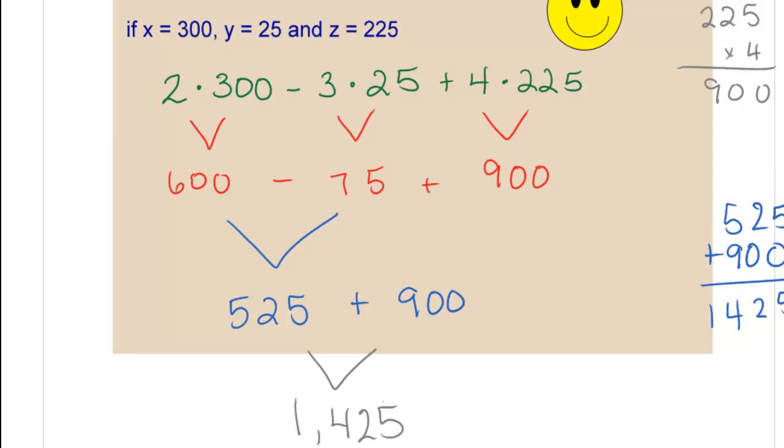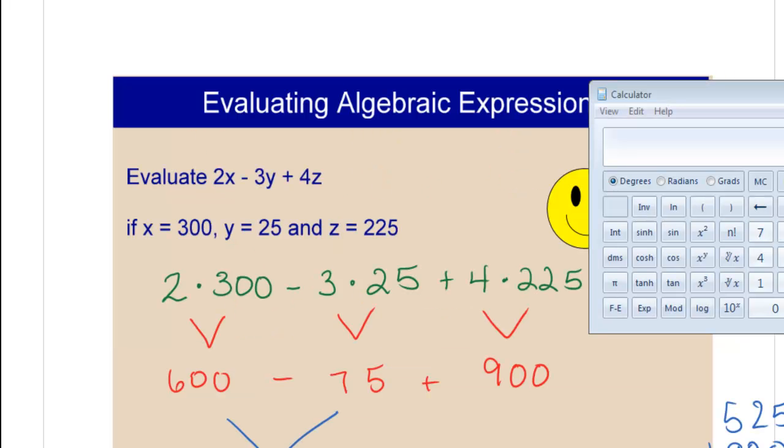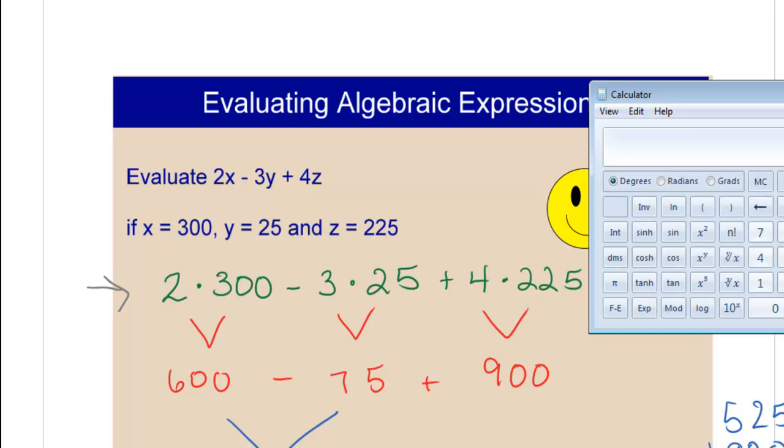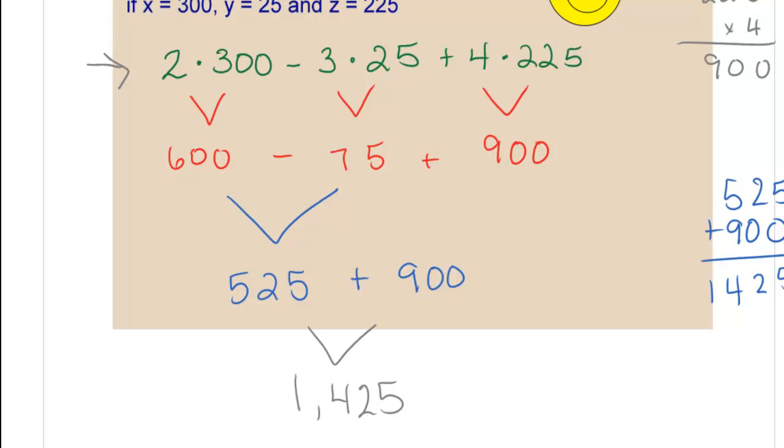And it's always a good idea to check with your calculator and make sure you have the correct answer. So here I'm going to type in what I see. 2 times 300 minus 3 times 25 plus 4 times 225. So I typed in the step that was my substitution step, this very first step here. And indeed, I ended up with 1,425, so I know that I did this correctly. And of course, you're going to want to show all your steps. So let's move on to the next problem.